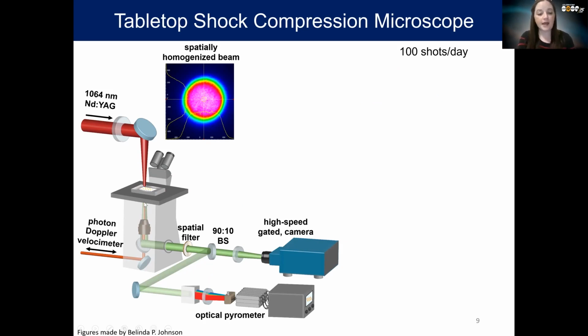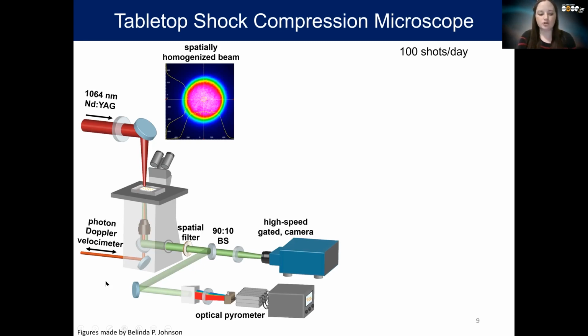And then from the back side, we can do different diagnostics, such as photon Doppler velocimetry, or PDV, which is basically just a fancier version of a Michelson interferometer. And this is collecting that particle velocity that I was just talking about. We can also collect any of the emission or the light given off of the sample and send that to a high-speed gated camera or an optical pyrometer.